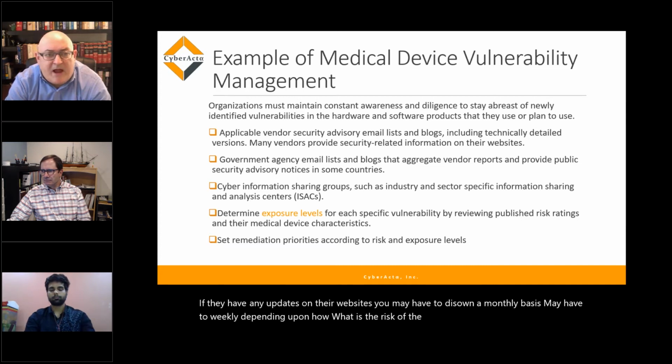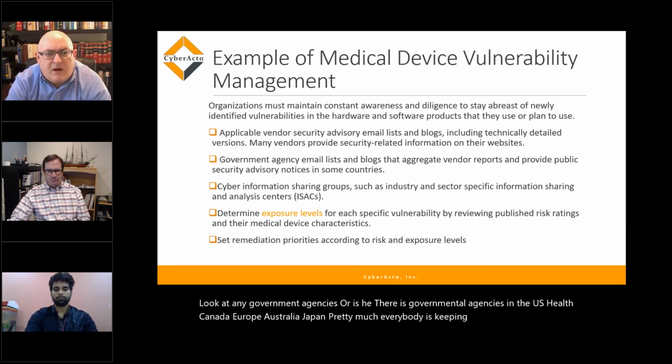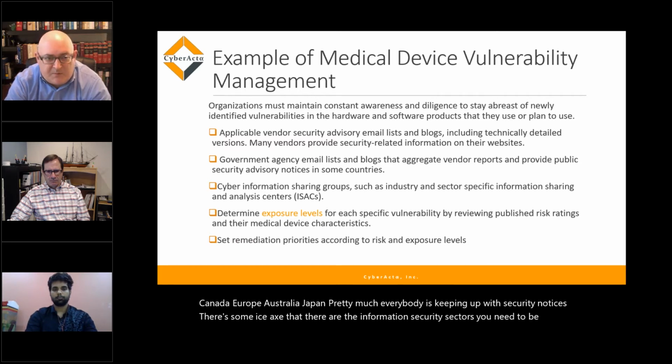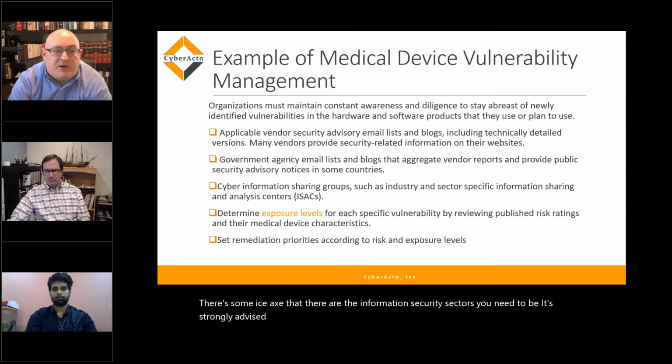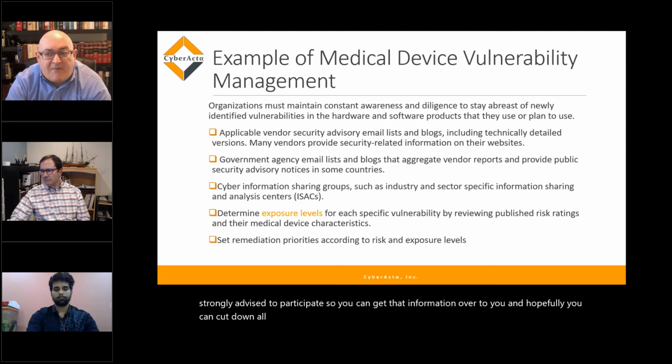Look at any government agencies. There are governmental agencies in the U.S., Health Canada, Europe, Australia, Japan. Pretty much everybody is keeping up with security notices. There are also some ISACs, the information sharing and analysis centers. It's strongly advised to participate so you can get that information, and hopefully you can cut down on the cost, because you might otherwise have to spend a lot of time and effort to do that.